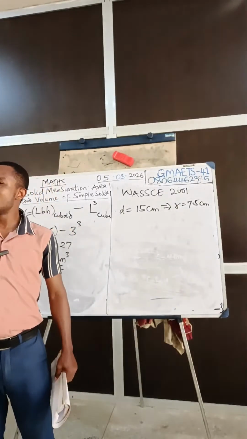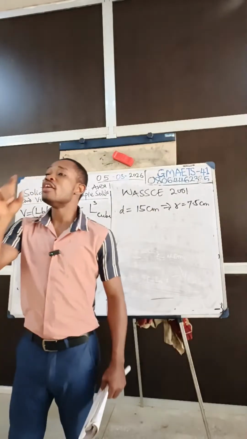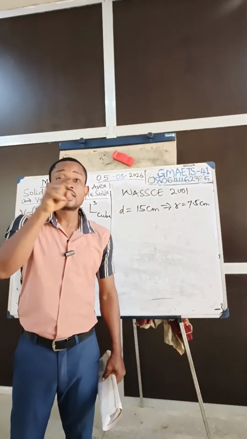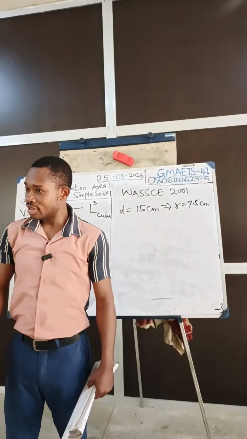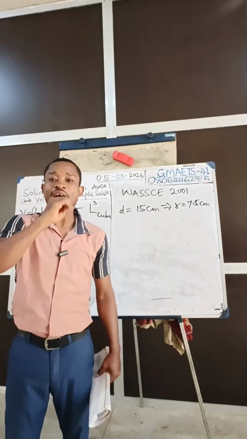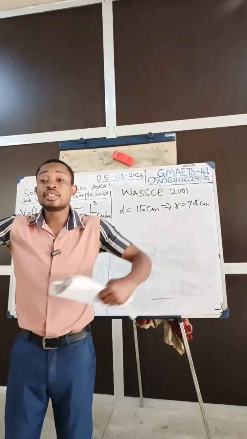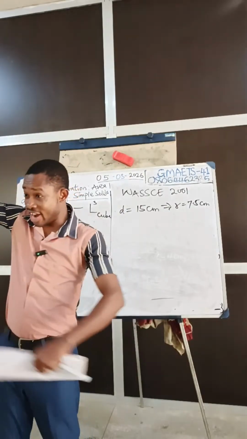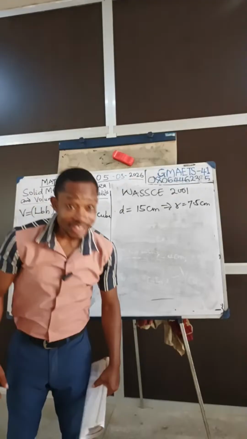You are asked to calculate the volume of the air in the balloon at this point. Now take note. The volume of the air is the same as the volume of the balloon when you blew it. See, air is a gas, and if you have a balloon, you are filling it with air. As the balloon is expanding, the volume of the air is the total volume of that size you are seeing. Are you getting me?